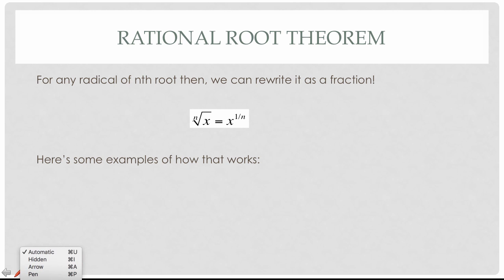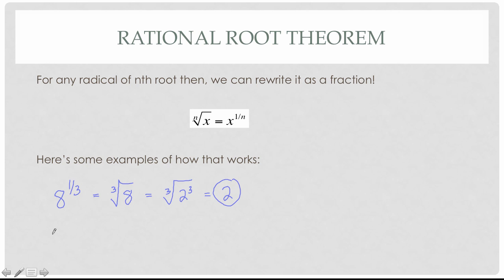So here are some examples of how that works. What if I have 8 to the 1/3 power? Well, that's the same as the cube root of 8. But 8 itself is 2 times 2 times 2. So I could rewrite that as the cube root of 2 to the 3rd power. And guess what happens to a cube root and an exponent of 3? It just equals 2.